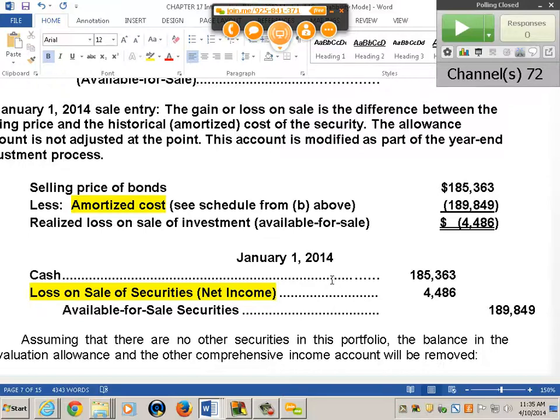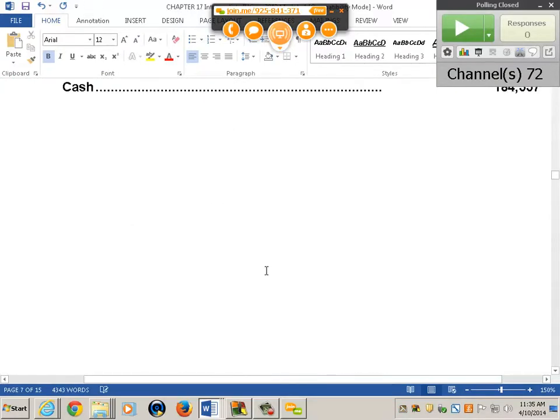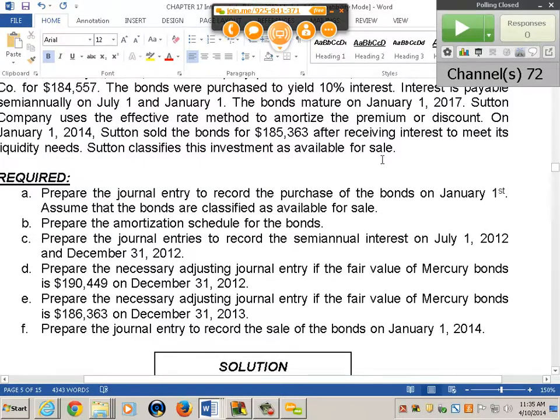Yeah. 185. Now you sell it the very next day. The fair value on December 31st was 186. The very next day it dropped by 1,000. So back in the problem, I think that's right. Yeah, you sell it for 185. Okay, sold for 185.